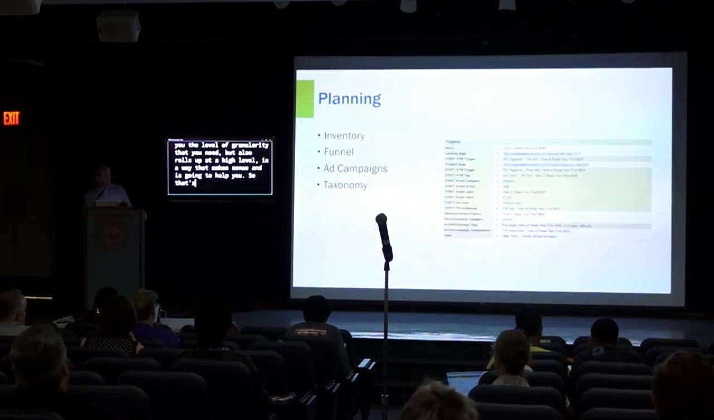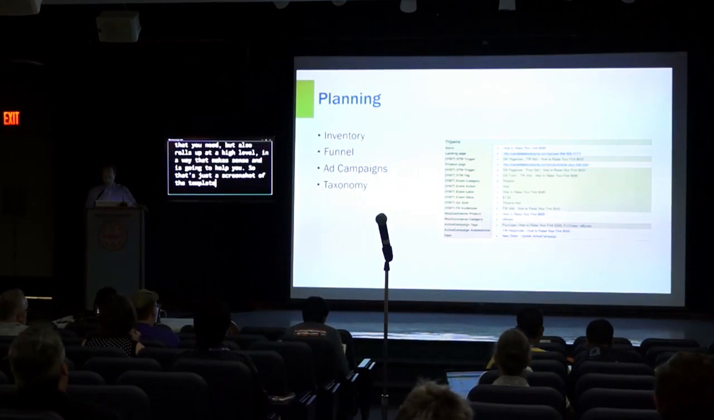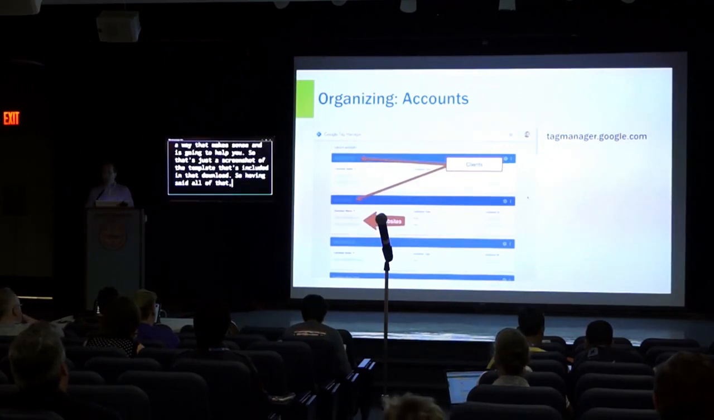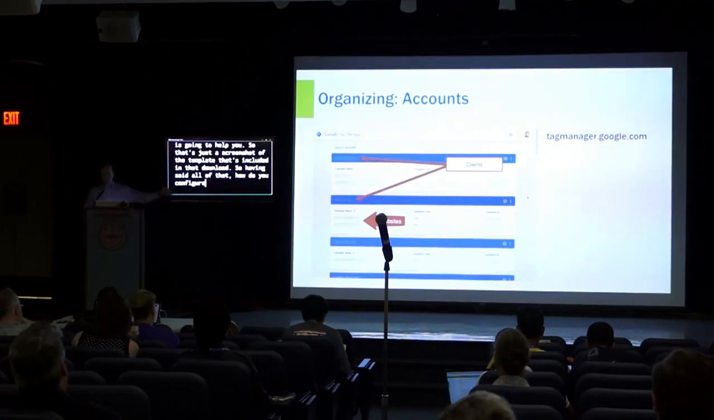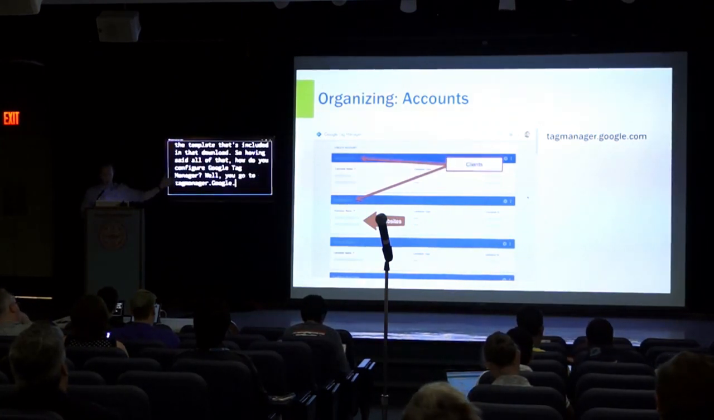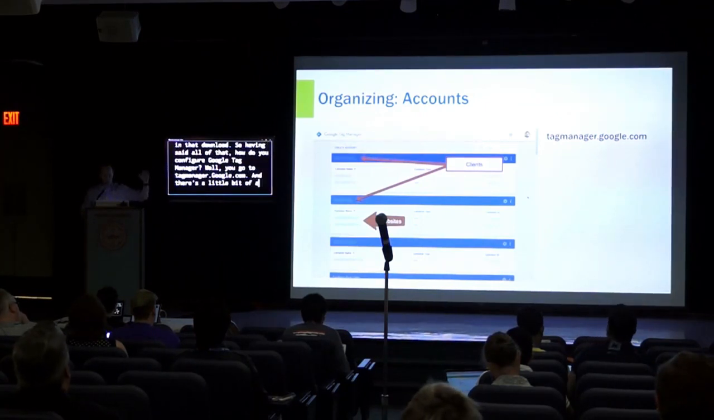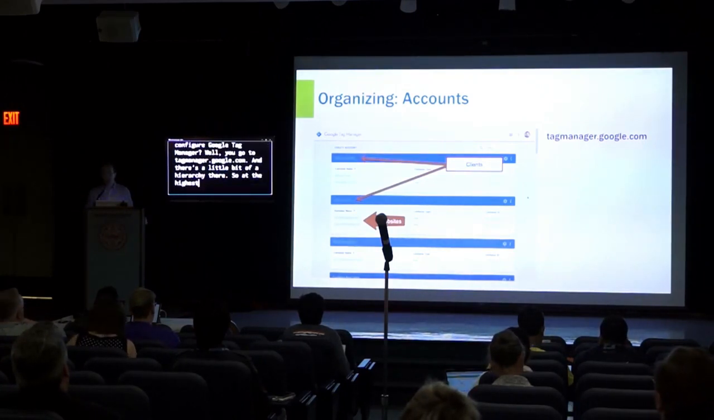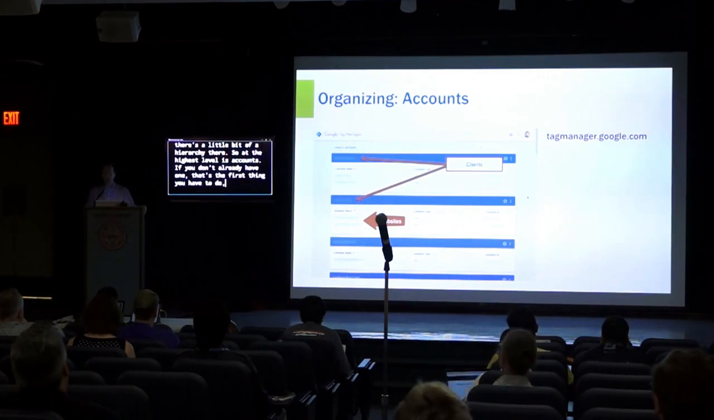So that's just a screenshot of the template that's included in that download. So, having said all of that, how do you configure Google Tag Manager? Well, you go to tagmanager.google.com, and there's a little bit of a hierarchy there. So, at the highest level are accounts. If you don't already have one, the first thing you're going to have to do is set up an account. Now, a lot of you are only going to have one account.